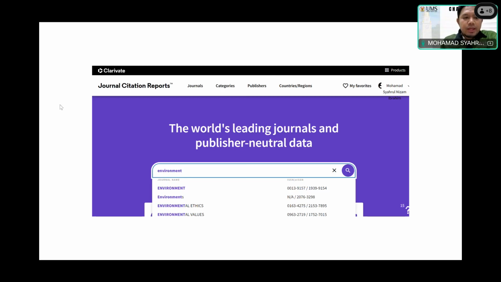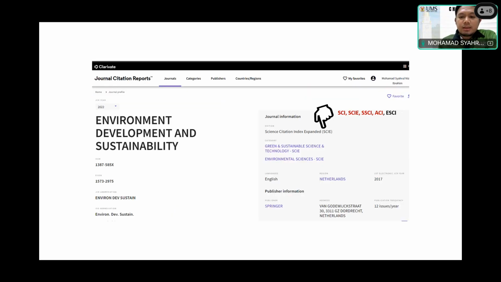So we have this feature of Web of Science, the Journal Citation Reports. For example, you check through this database the name of the journal. You just click, type your journal's name, and then you can see the impact, Q1, Q2, or Q3, from the database itself.